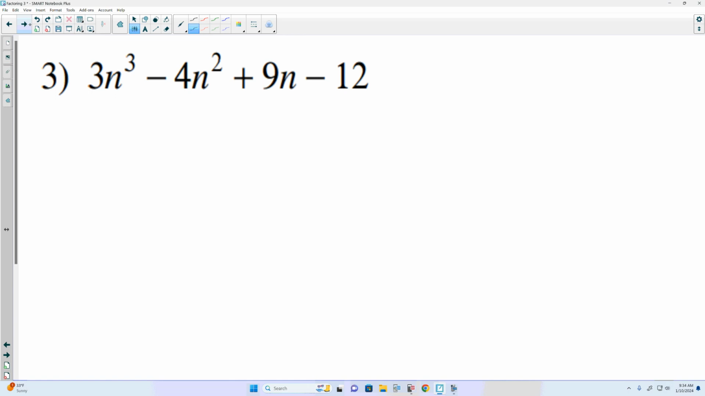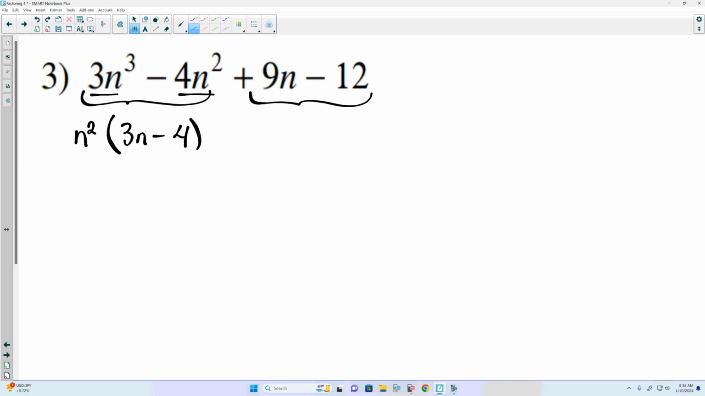Let's look at another one. 3n cubed minus 4n squared plus 9n minus 12. So again, I would group the first 2 terms and the second 2 set of terms. Now it doesn't matter which one we do first. So if we look at 3n cubed, negative 4n squared, they both have an n squared. And if we take n squared away from 3n cubed, we're left with 3n minus 4 because the n squared factors out completely.